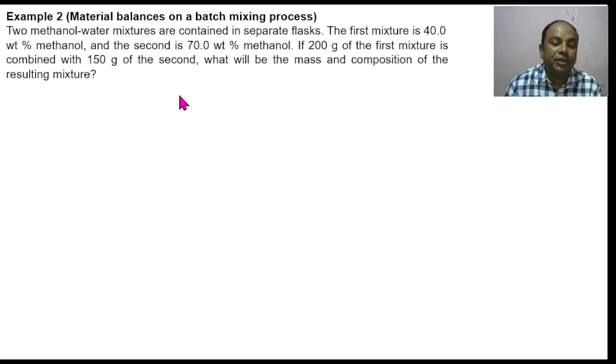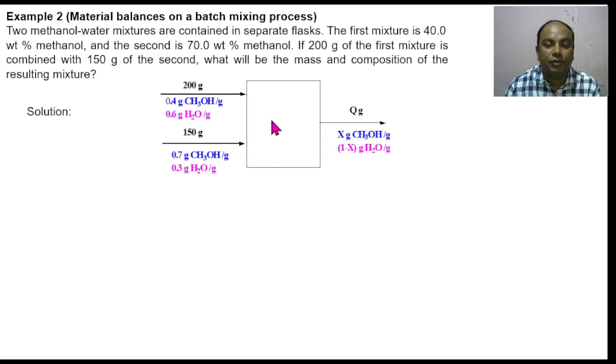So initially what do we have to do? We have to draw the flow chart. So here is the flow chart. You can say that this is one process where two separate flasks are combined. The first flask contains 200 gram of methanol water mixture, in which the constituent methanol is present as 40 weight percent.